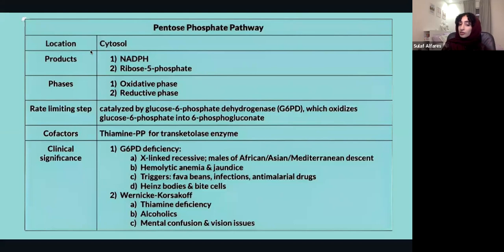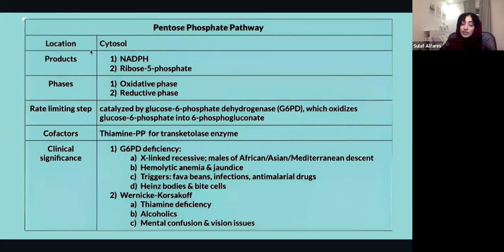Now, as we just mentioned, the rate-limiting step is catalyzed by glucose 6-phosphate dehydrogenase, or G6PD. The most important cofactor is thiamine, or vitamin B1, and it's important for the function of the transketolase enzyme, which works by moving 2 carbon atoms between different intermediates.